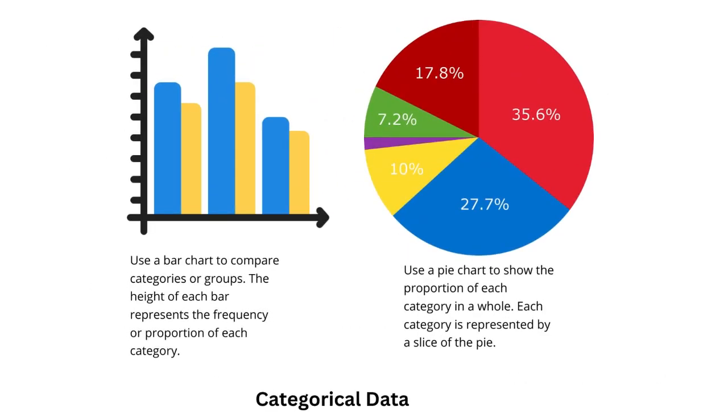For categorical data, bar charts: use a bar chart to compare categories or groups. The height of each bar represents the frequency or proportion of each category. Pie chart: use a pie chart to show the proportion of each category in a whole. Each category is represented by a slice of the pie.